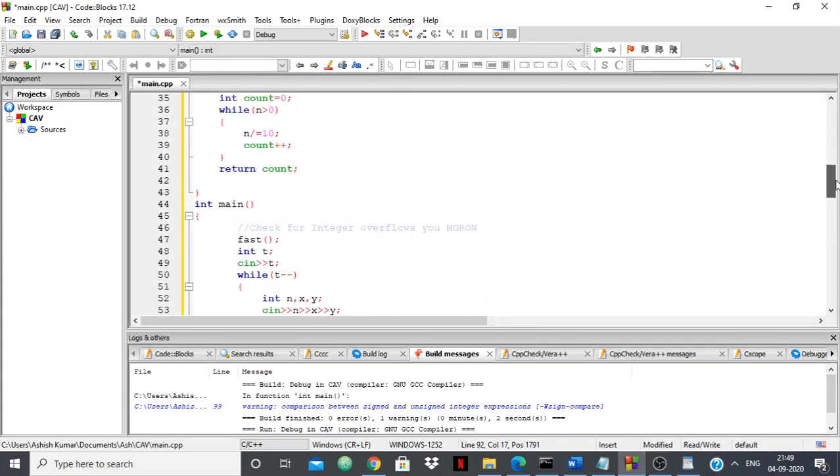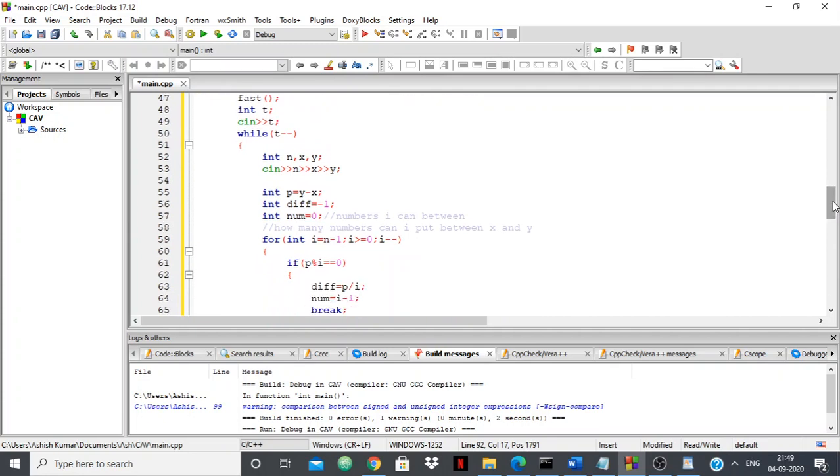So like I said, first I'll try to find as many elements as I can between x and y. Okay, so first I calculate the difference y minus x, and diff is the common difference. Num is the numbers I can find between x and y, meaning how many numbers can I put between x and y, right? So that I'm checking with I.